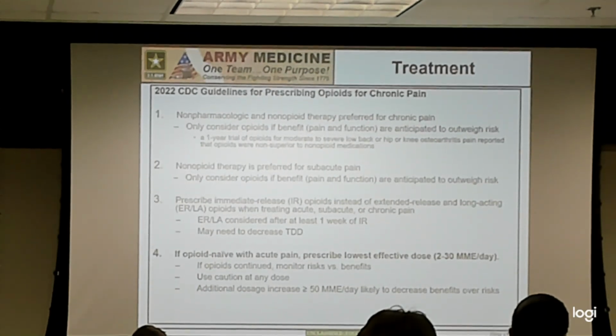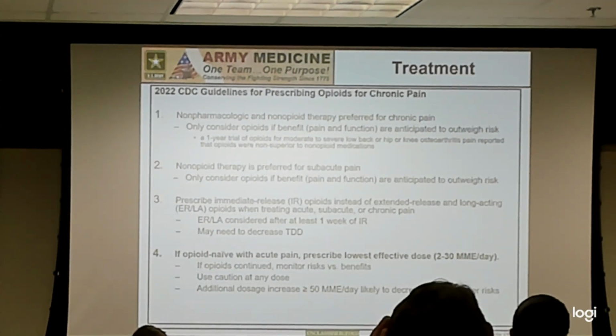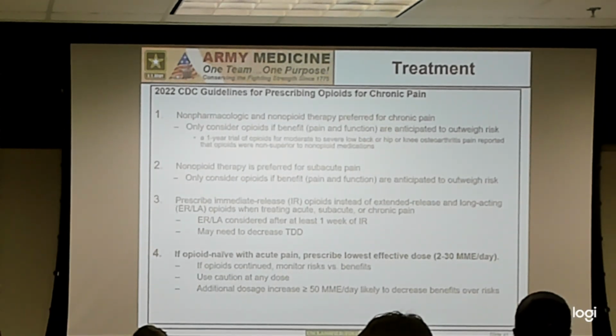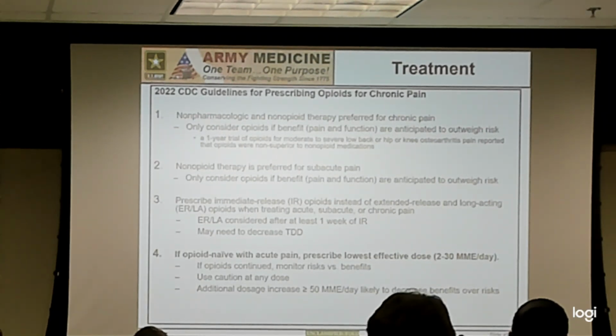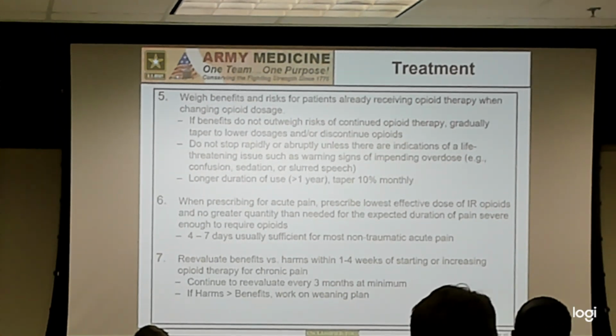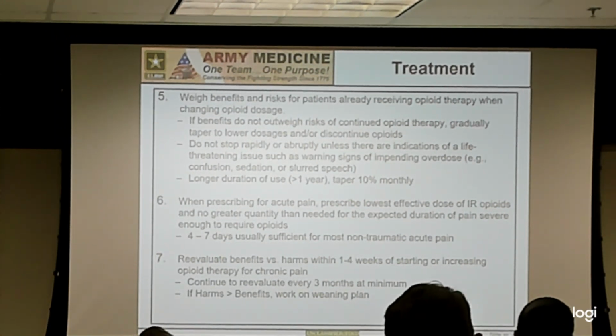What else from this page? If you can do your immediate release first before you do long-acting, that is also better, right? Because I'm minimizing your exposure to that opioid, so it makes sense. I'm giving you an IR. It doesn't have as long of a half-life as your controlled release or your long-acting will have. That's that page.